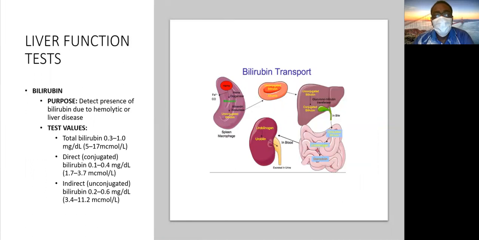Okay, so we can also do a bilirubin test, which is done to detect the presence of bilirubin due to hemolytic or liver disease. We already saw all of these values. We said the total bilirubin level should be between 0.3 to 1.0 milligram per dL. Our direct bilirubin, the conjugated, should be between 0.1 to 0.4. And our indirect, the unconjugated bilirubin level, should be between 0.2 and 0.6 milligram per dL.